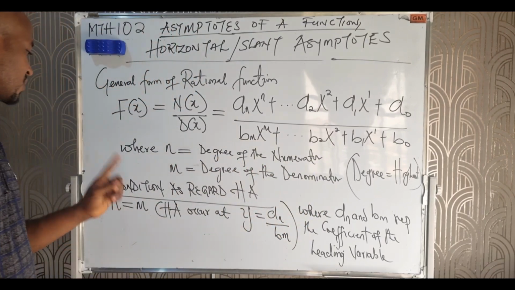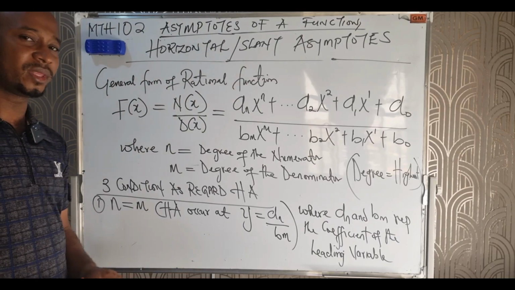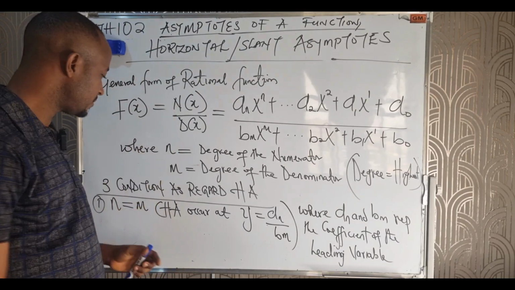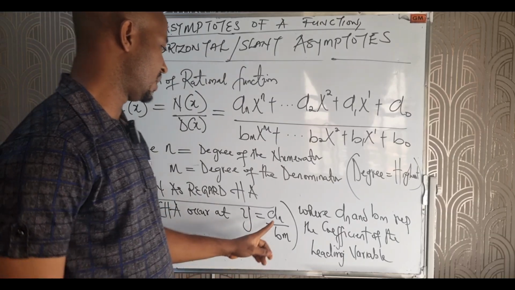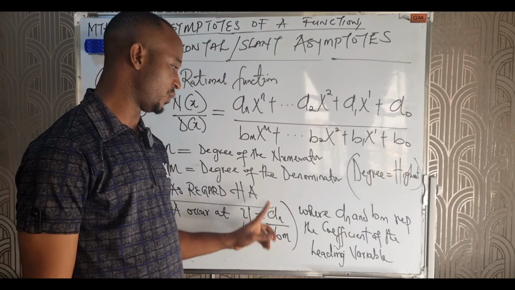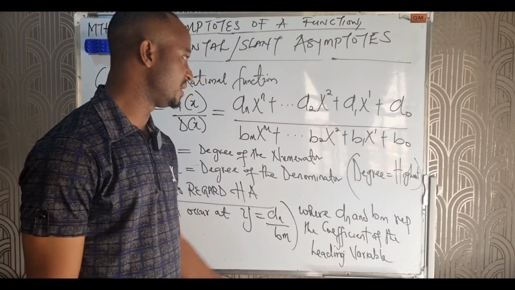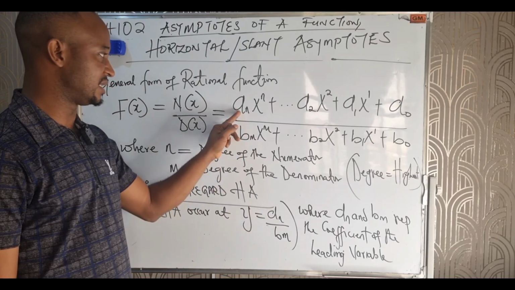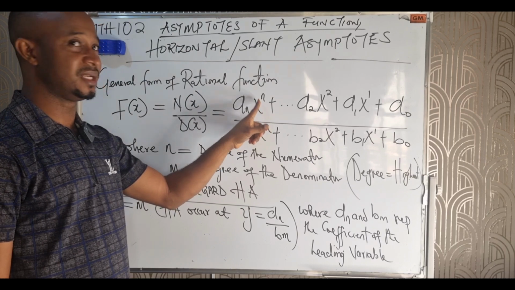Now the first condition is that when n equals m, meaning when the degree of the numerator and that of the denominator are the same, it means that the horizontal asymptote occurs at y equals a_n divided by b_m, where we say that a_n and b_m represent the coefficients of the leading variable. I've already shown us what a_n represents here. The coefficient of the leading variable is this, right? This is the leading variable.